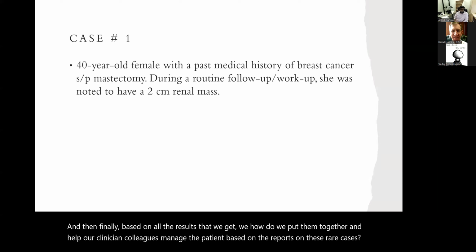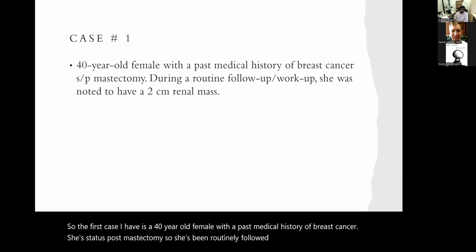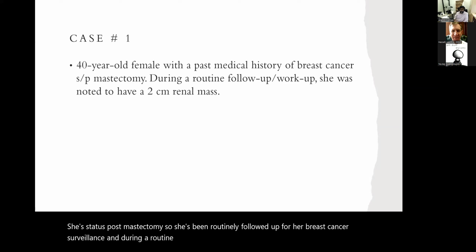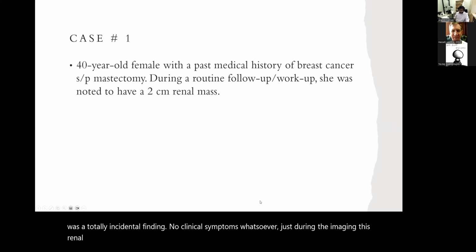So the first case I have is a 40-year-old female with a past medical history of breast cancer. She's status post mastectomy, so she's been routinely followed up for her breast cancer surveillance. During a routine follow-up, she was noted to have a 2 cm renal mass. It was a totally incidental finding, no clinical symptoms whatsoever. Just during the imaging, this renal mass was identified.